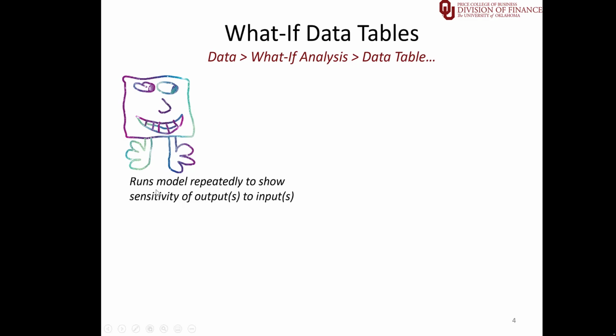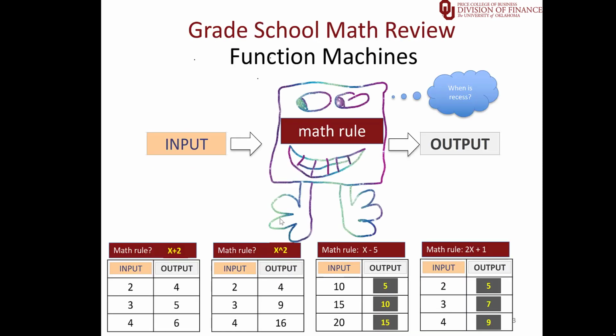And what this one does, it runs the model repeatedly to show the sensitivity of outputs to inputs. In fact, it does exactly what we did on the last slide. If I have a list of inputs, then it will run my model for as many rows as I want in that table and create a corresponding list of outputs.